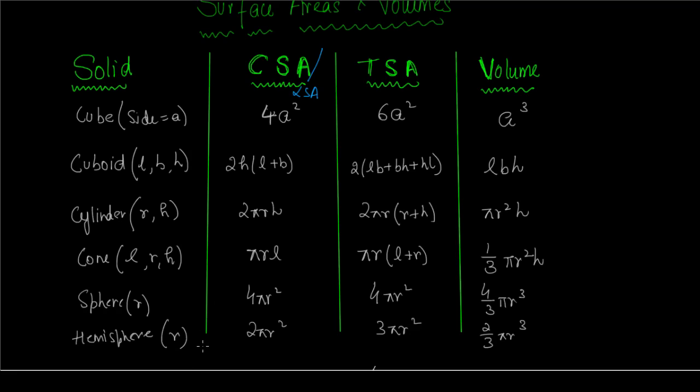Hemisphere. Hemisphere is the exact half of a sphere. The CSA and TSA in this case will be different because there's one circular base also. CSA is 2 pi r square, the half of the sphere, and TSA includes the area of the base. So 2 pi r square plus pi r square, that is 3 pi r square. And volume is half of the volume of a sphere, that is 2 by 3 pi r cube.